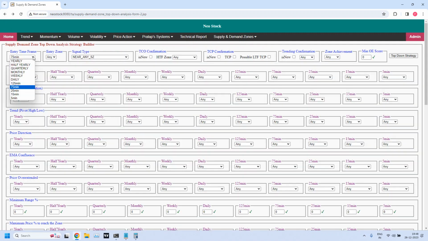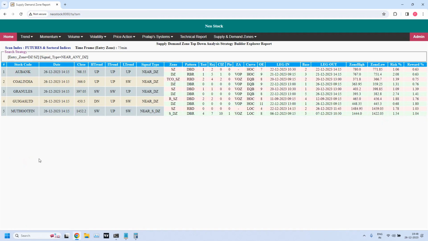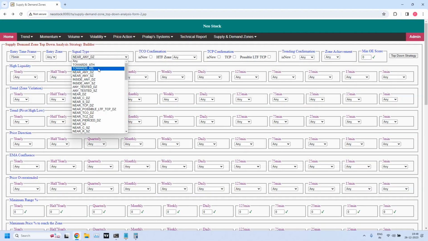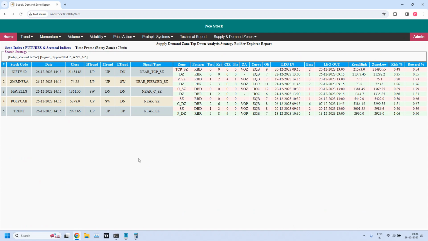Let's go back. 75 minutes time frame. Entry time frame is 75 minutes. Let us find the stocks near 75 minutes demand zone. So 5 stocks are filtered, and high liquidity demand zones, we have only one, but it is a pierced zone. So we don't have any high liquidity 75 minutes demand zone. So let's go back. Entry time frame is 75 minutes. Let us find the stocks near 75 minutes supply zone. 5 stocks are filtered.